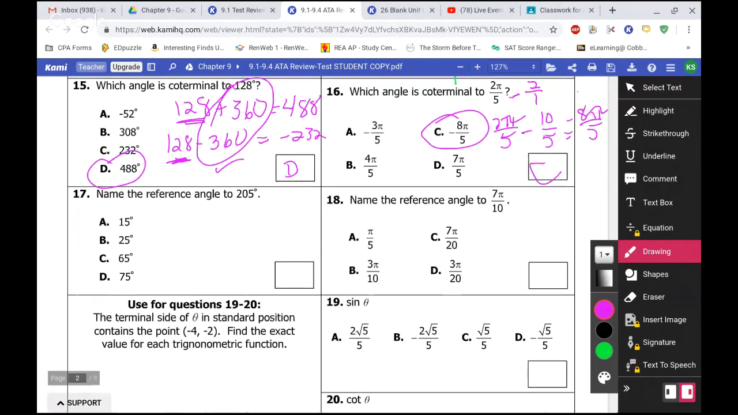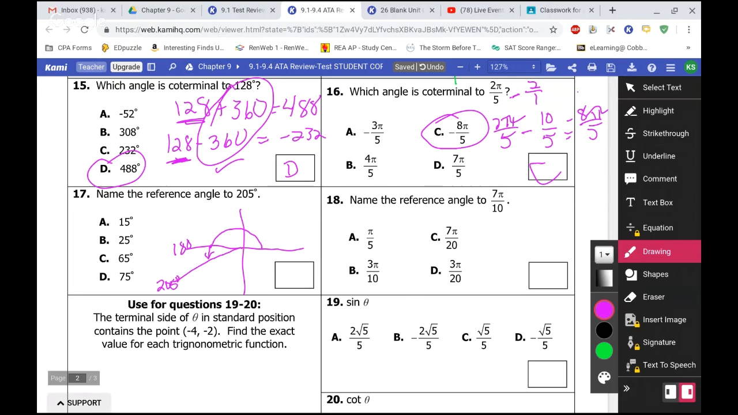Number 17. The reference angle for 205. Okay, a reference angle is always an acute angle. So it's 90 degrees or less. What we're going to do is look for the angle 205. Well, we already know this is 180. So 205 is going to be just a wee bit past that, right? Yes. So it's going to be right in here.